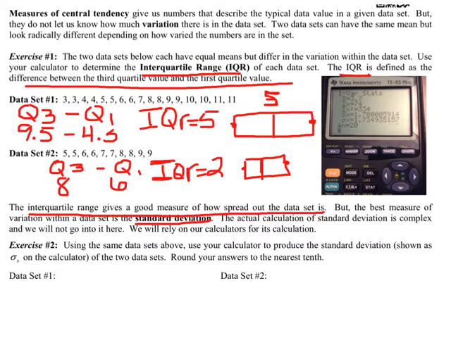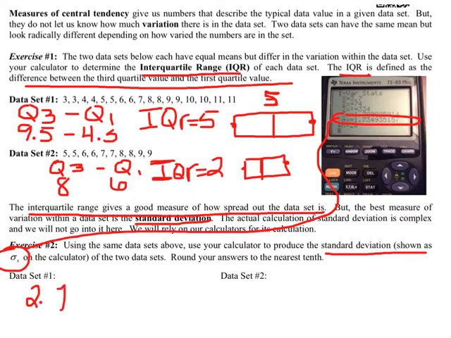Using the same data sets above, use your calculator to produce the standard deviation shown as that symbol, and that's my population standard deviation of the two data sets. Round your answer to the nearest tenth. If I want to find that in my calculator, it is right here. That symbol in my calculator under the same category as my variable stats is this symbol. In this case, in data set number 1, it is 2.7. In data set number 2, it's 1.4.